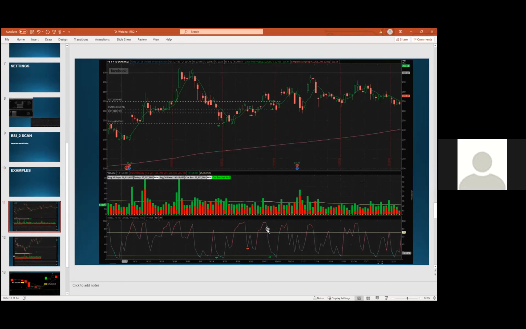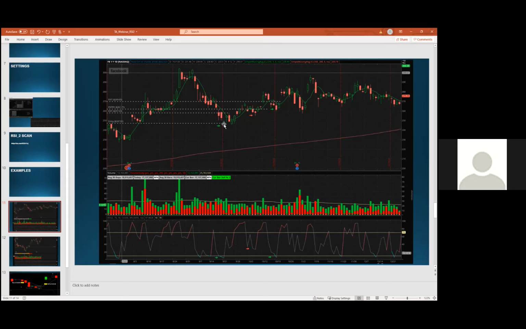Examples. Now, Facebook. All right. Let's say you run your RSI2 scan for Facebook and you're looking at Facebook calls. You see this green arrow over here. That's marked as green only because, number one, the stock is closing right below the green line, which is the 5-day SMA.